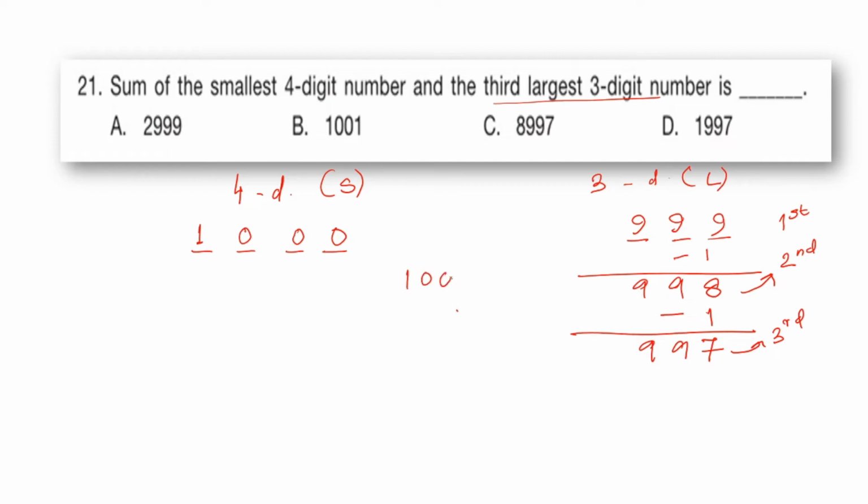So 1000 plus 997 is 1997, which is your option D.